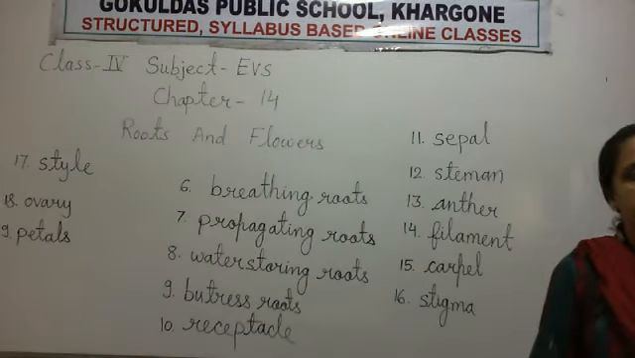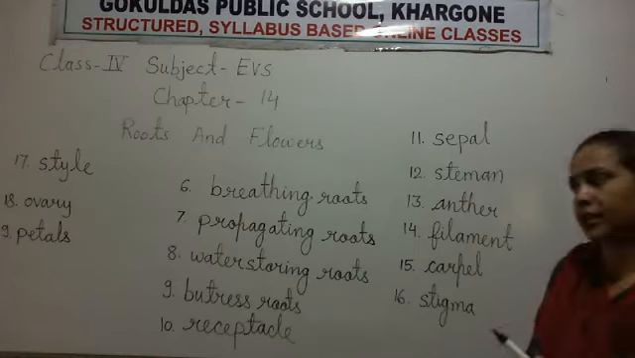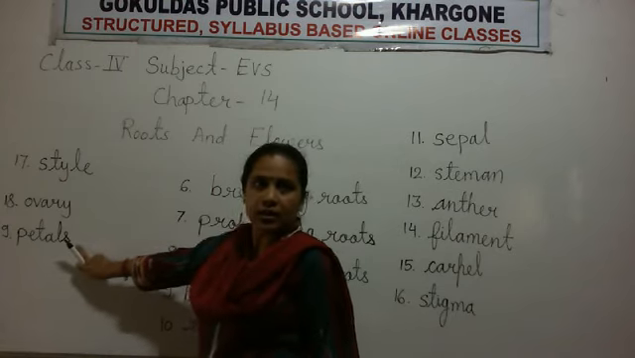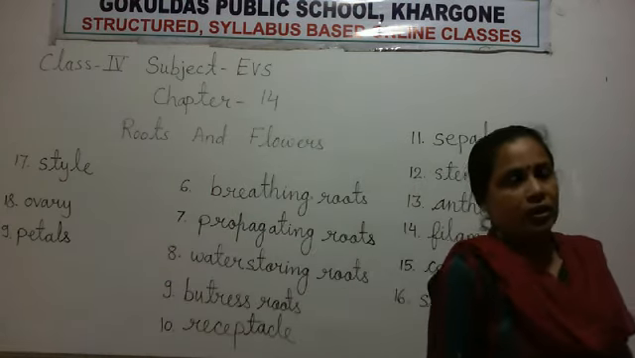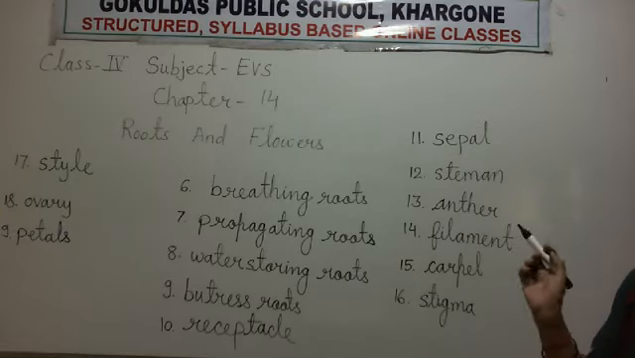What are petals? Petals are the colorful part of the flower. They give the color and also give fragrance. Different types of fragrance we find in the flower, and that fragrance is found in the petals. Clear? And colors also. If the color of the petals is different, we find different colors in the flower. If the petals are yellow, the color of the flower is yellow. If the petals are pink, we say the color of the flower is pink. Okay? So it gives the color and fragrance.